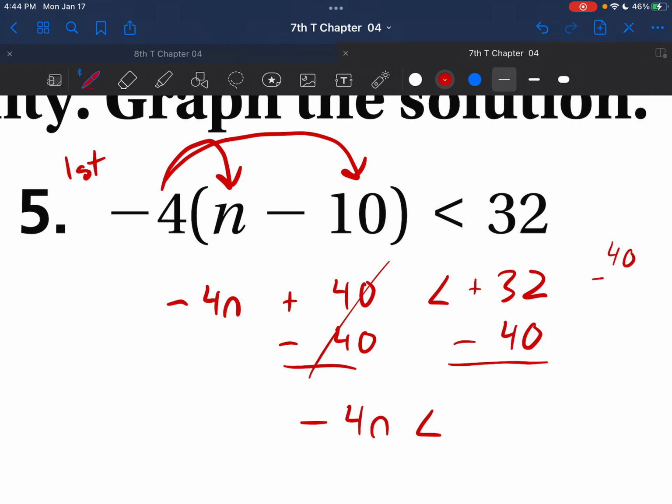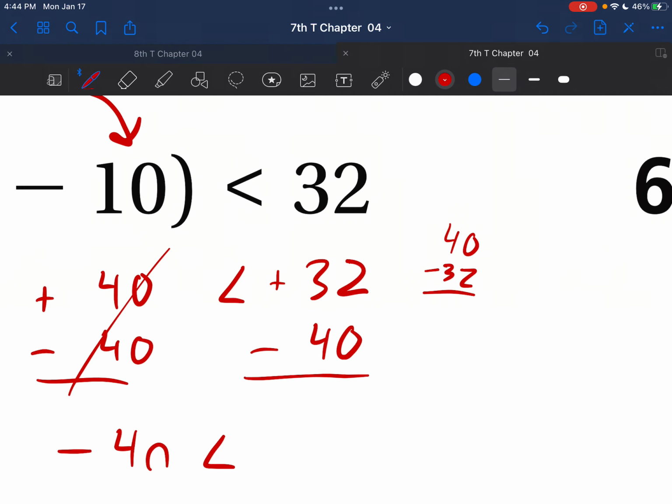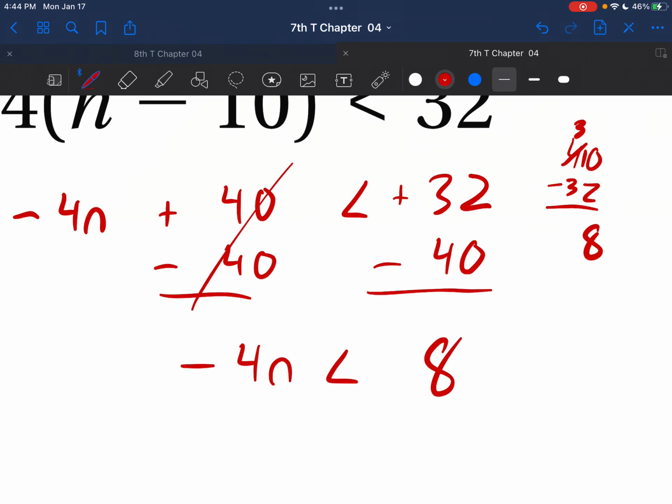Different signs. If they're different signs, you have to subtract. So 40 minus 32. Remember, we got to borrow. So that turns into 3. That's 10. 10 minus 2 is 8. 3 minus 3 is 0. So we have 8. We have more negatives. It's negative 8. All right, now we know it's a multiplication problem.